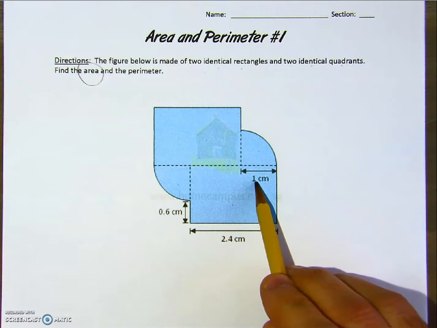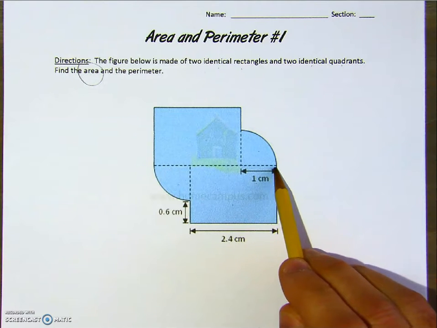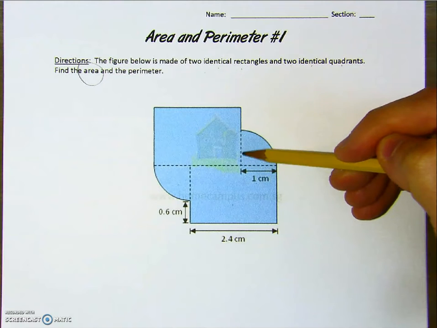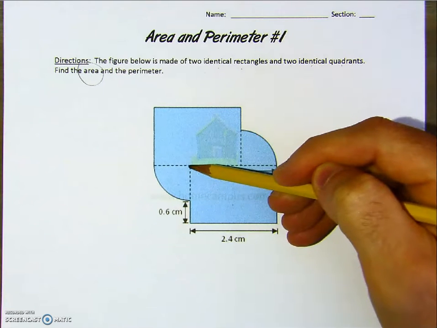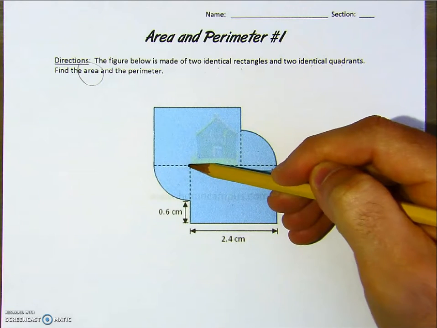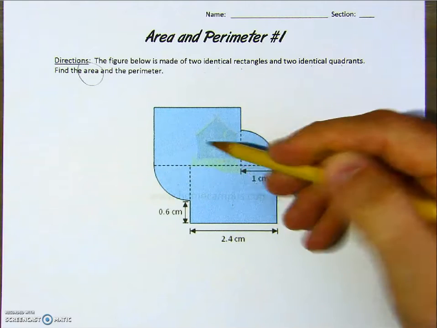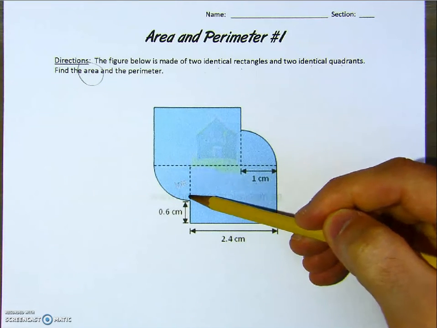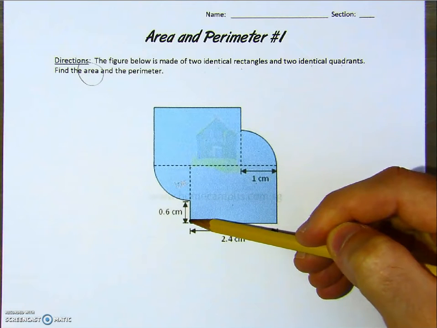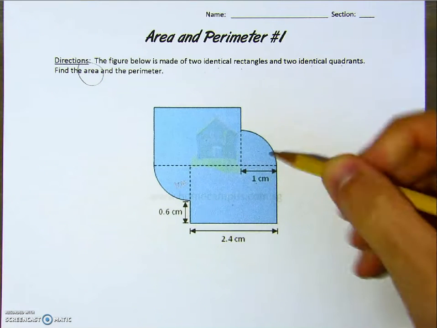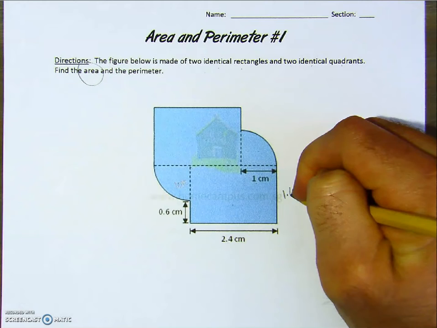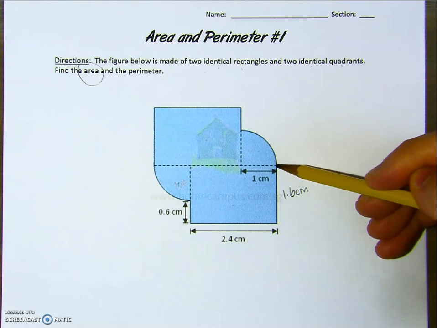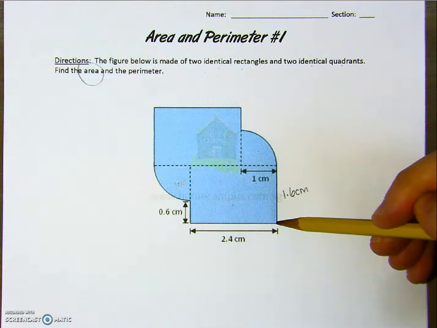It says that the dotted line is 1 centimeter from here to here, which means, because they're identical quadrants, that it must be 1 centimeter from here to here, from here to here, and from here to here. So let me pencil that in. Now, if this is 1 centimeter and this is 6/10 of a centimeter, when I combine those two together, I get 1.6 centimeters. It's 1.6 centimeters on this side, and because it's a rectangle, it's 1.6 centimeters on this side.